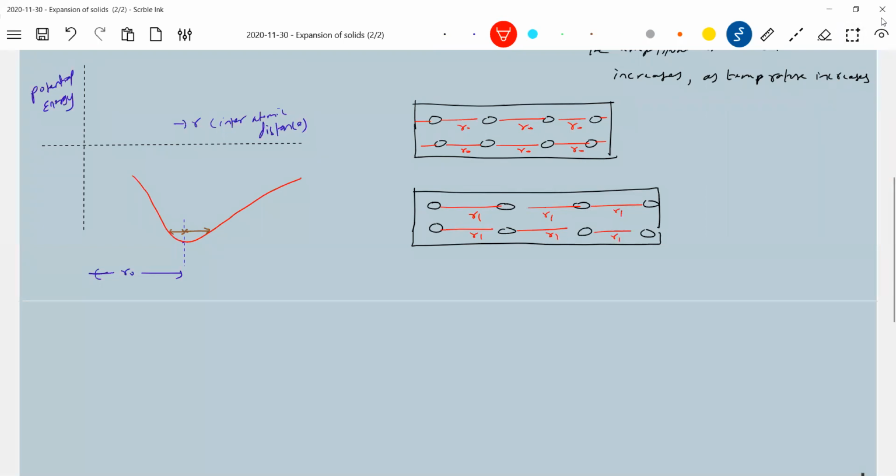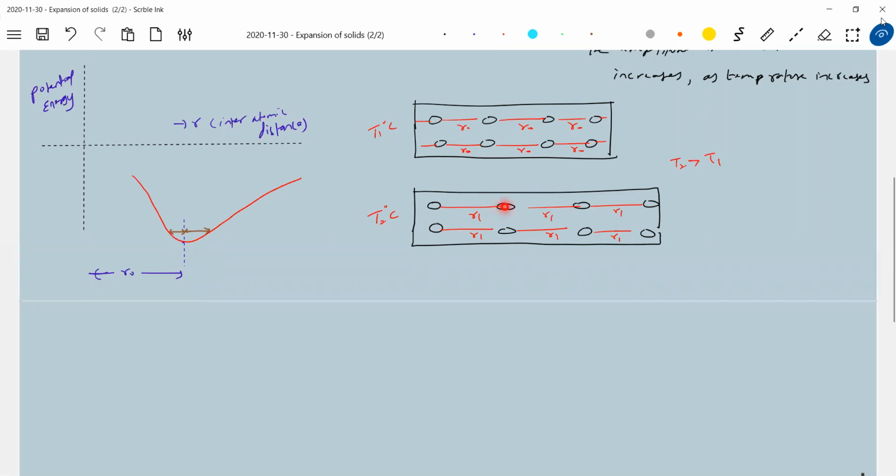Now why does this happen? This is at temperature T1 degrees, and this is T2 degrees Celsius, so T2 is greater than T1. This atom will vibrate here, and this will also vibrate. What was the initial separation? R naught. Then as I raise the temperature, the distance between any two atoms will increase.